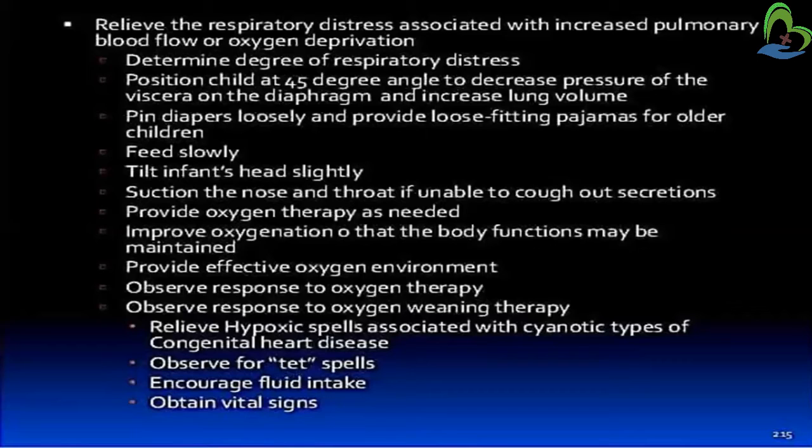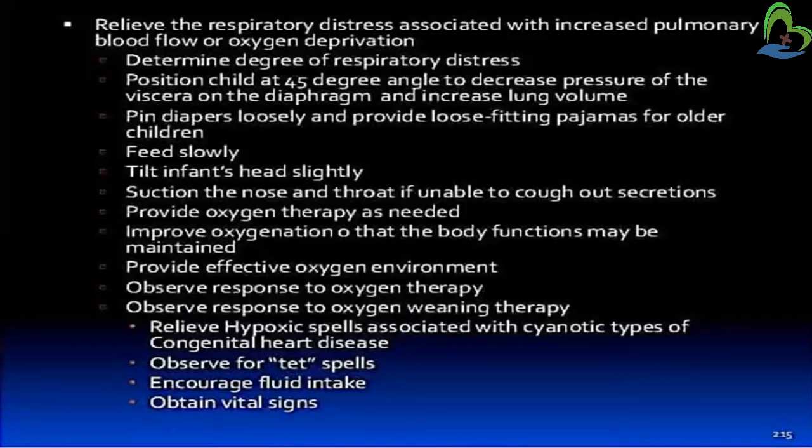Then fasten diapers loosely and provide loose-fitting pajamas for older children. Then feed slowly, that is, the mother has to breastfeed the child slowly. Then tilt the infant's head slightly. Then suction the nose and throat if the child is unable to cough out secretions. If secretions are present, we have to do suctioning either in the nose or in the throat. Then provide oxygen therapy as needed.